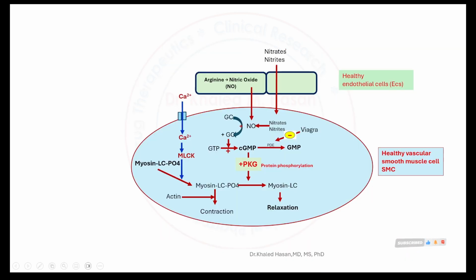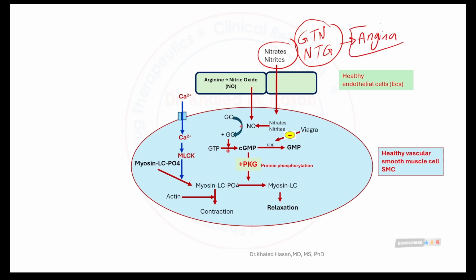We have nitrates, and here they bring us an example, GTN, glyceryl trinitrate or nitroglycerin, and this medication is used for patients suffering from angina, or angina pectoris. This medication works by releasing nitric oxide. Normally, in healthy endothelial cells, the endothelial cells release nitric oxide. The nitric oxide will leave the endothelial cells and enter the smooth muscle cells.